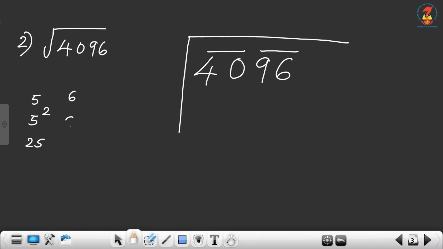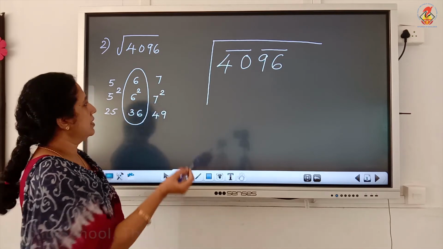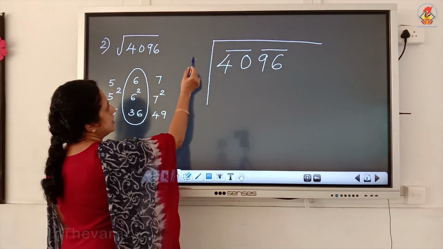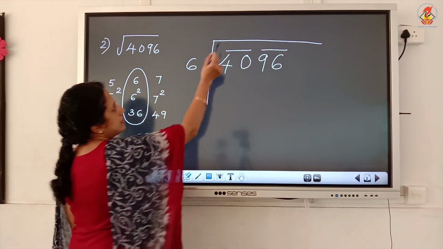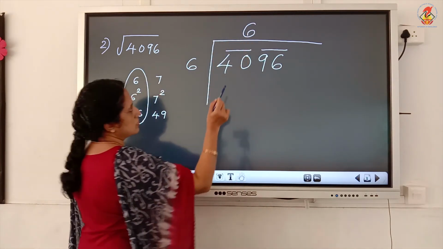If you are taking 6 square, what is 6 square? 36. If you take 7 square, which is equal to 49. So which number do we have to take? You have to find the largest number whose square is less than or equal to the number we considered. Here we considered the number under the extreme left bar, that is 40. Therefore, if you take 6 as the divisor, the first digit in the quotient is also 6.